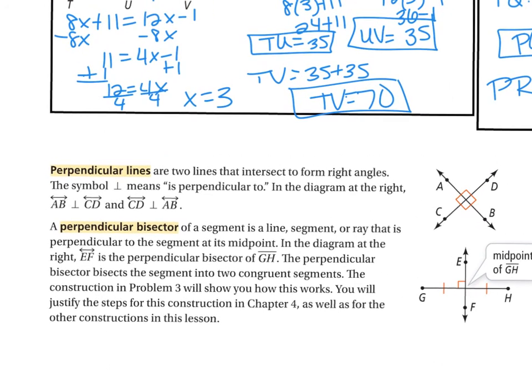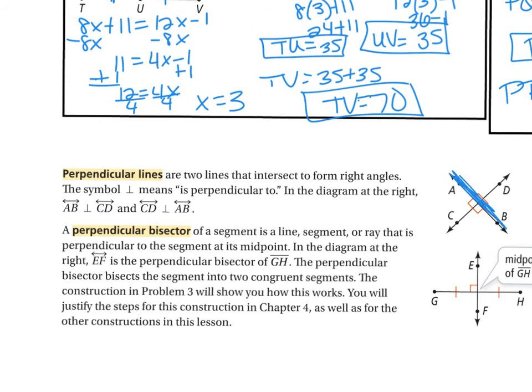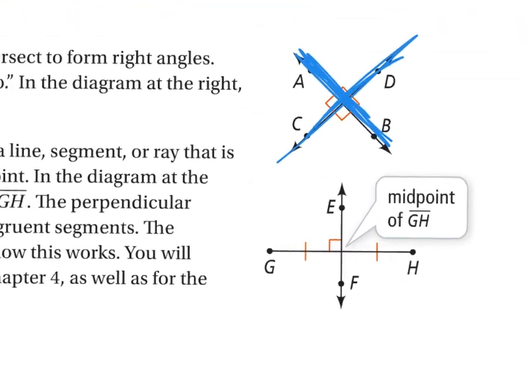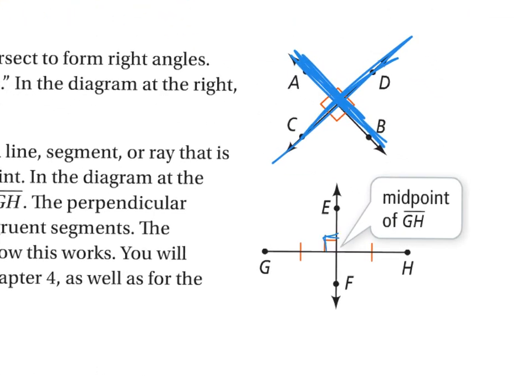Like in this diagram, it says line AB right here is perpendicular to CD. And vice versa, you could have written CD is perpendicular to AB. Doesn't matter. If something is a perpendicular bisector, perpendicular means 90 degrees, and bisector means cuts it in half, so it bisects it. So it would be a line that makes a right angle, it's perpendicular, and it cuts the segment in half.